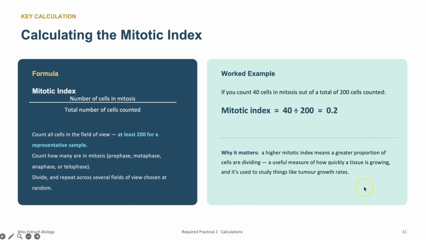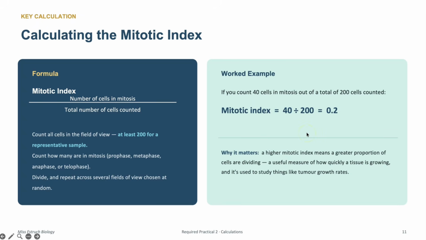Now, why this matters is the higher the mitotic index means a greater proportion of the cells are dividing. And that's a useful measure of how quickly a tissue is growing, and it's also used to study things like tumour growth rates. And another pointer, this did come up once on a graph and students found it really difficult because they then were asked to talk about, based on the graph of the mitotic index, what proportion of cells were in mitosis, what proportion of cells were in interphase.